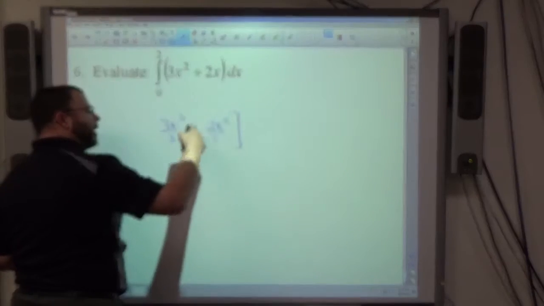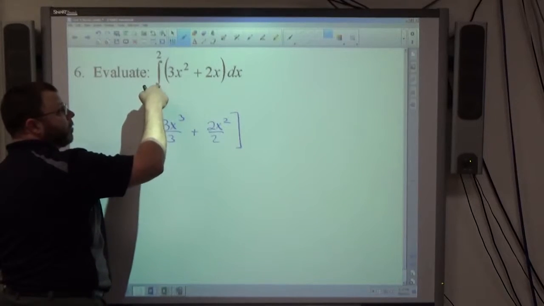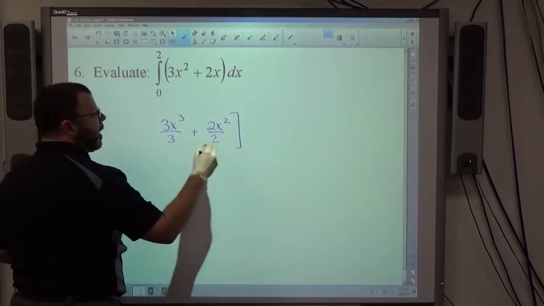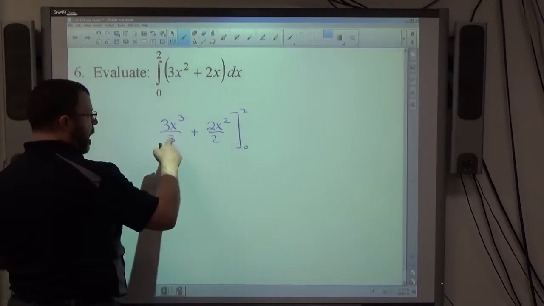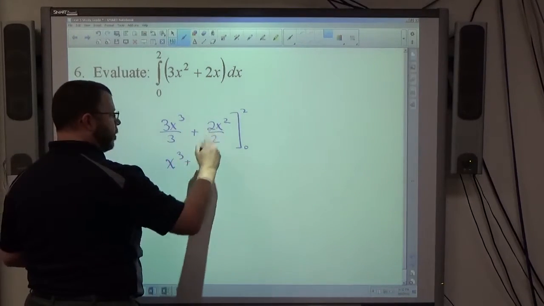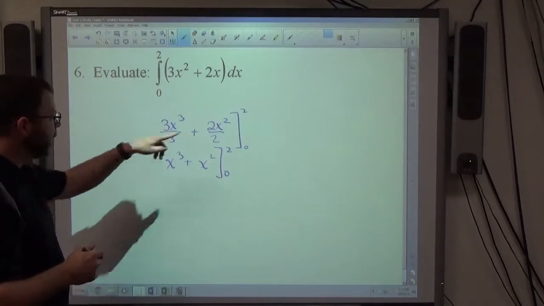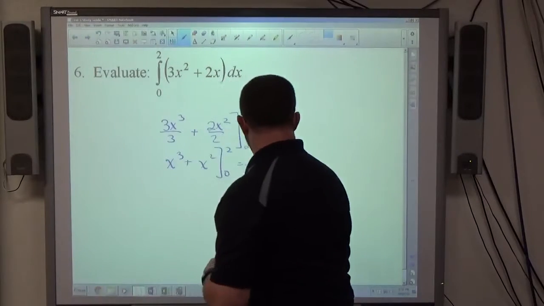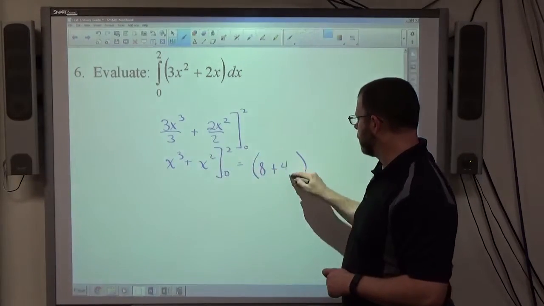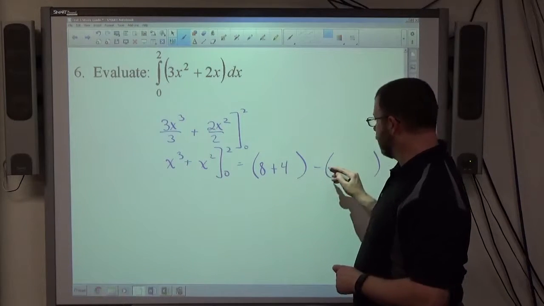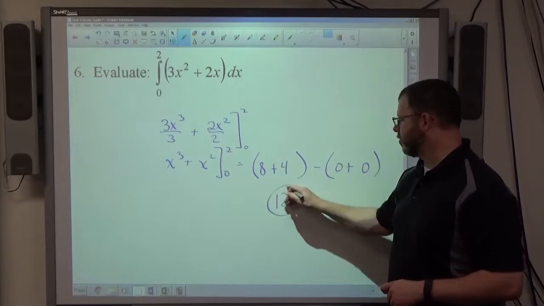Once you've found the antiderivative, once you've done the calculus, then get rid of the symbol for integration, get rid of the dx, and rewrite it like so. I would simplify first. This just happens to divide, so I get x cubed plus, and that also divides x squared. And once you get to that point, substitute 2 first. 2 cubed is 8. 2 squared is 4. And then substitute 0 and subtract. 0 cubed is 0. 0 squared is 0. 8 plus 4 is 12. Minus 0 makes 12.